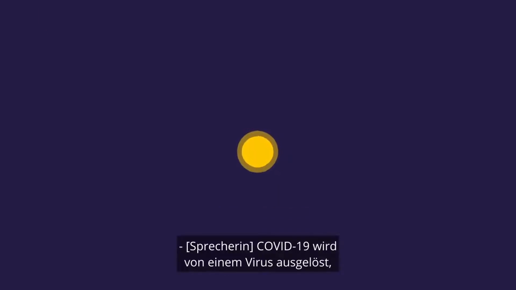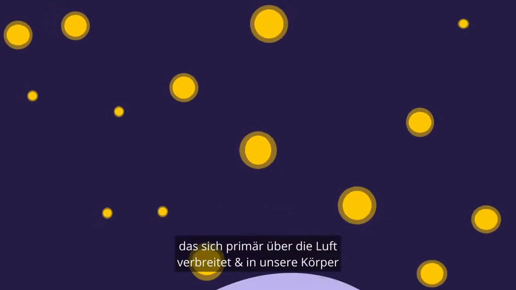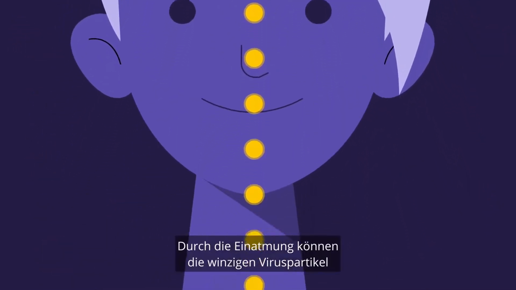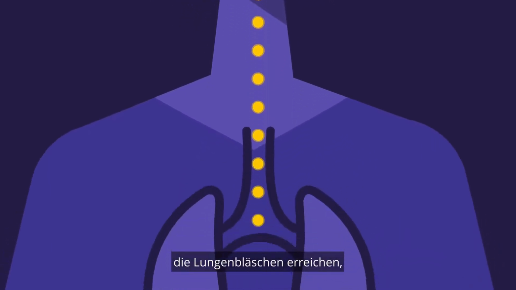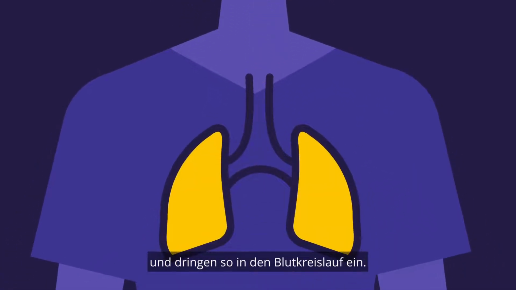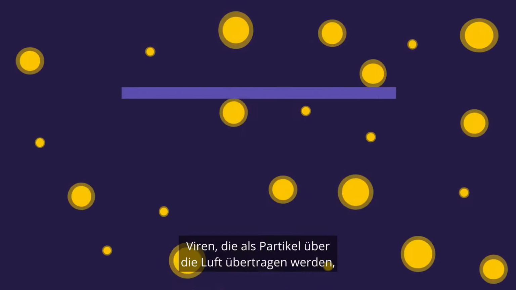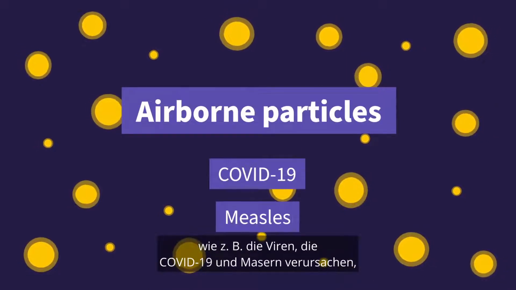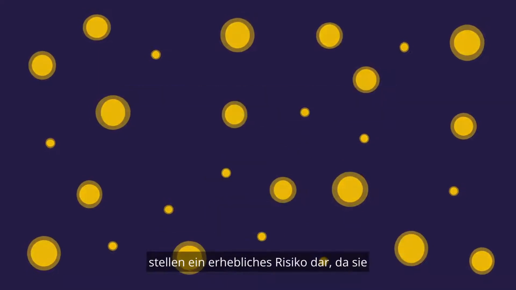COVID-19 is caused by a virus that spreads primarily through the air and enters our bodies through our nose, mouth, or eyes. When inhaled, the tiny viral particles can reach the air sacs in our lungs, directly leading to our bloodstream.